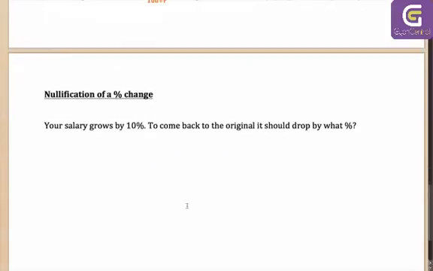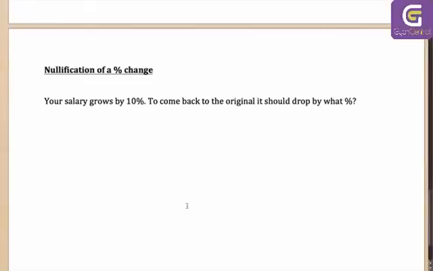Moving on to the nullification case, which means, let's say if your salary grows by 10%, to come back to original, it should drop by what percentage? If you are thinking it should drop by 10%, then you are wrong. Let me show you how. Let's say your salary originally was 100 rupees. It grew by 10%, so it became 110 rupees. Now it should go back to the original. That means it should fall by 10 rupees.